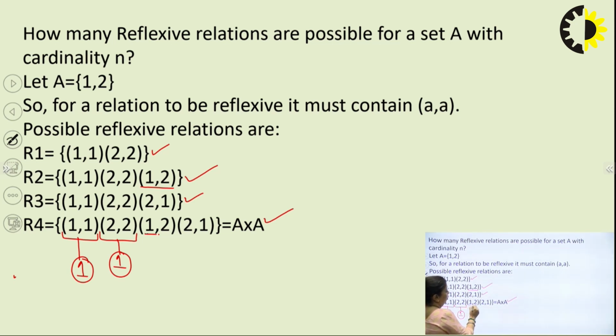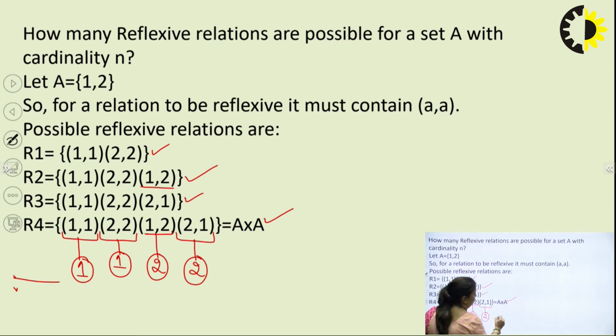Now if I talk about 1, 2, for this 1, 2, how many choices I have? I have 2 choices. I may include this element or I may not include this element. Same way for 2, 1, how many choices I have? I have 2 choices, that is I may include this element or I may not include this element. So for 2 elements I have 2 choices, so that means 2 to the power 2 which is 4. So a total of 4 reflexive relations will be possible here. Even we have seen that R1, R2, R3 and R4.